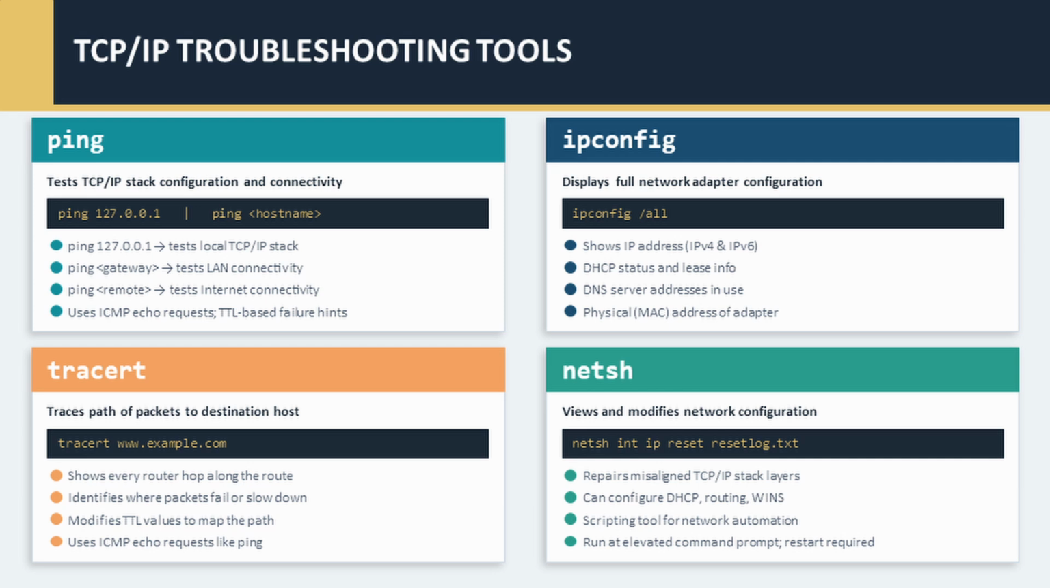And the fourth is netsh. This is both a diagnostic and configuration tool. The command netsh int ip reset resetlog.txt repairs the TCP/IP stack on a local computer, fixing misaligned protocol layers. It can also be used interactively to configure DHCP, routing, WINS, and more.